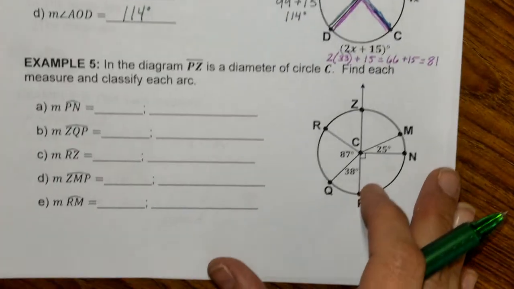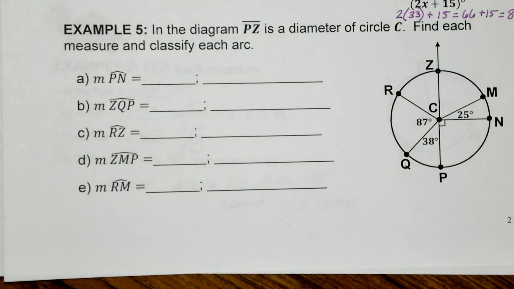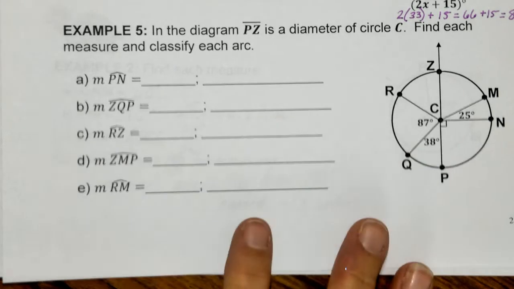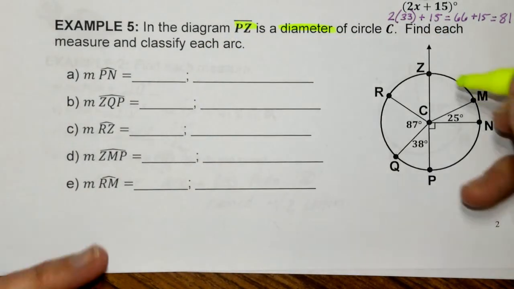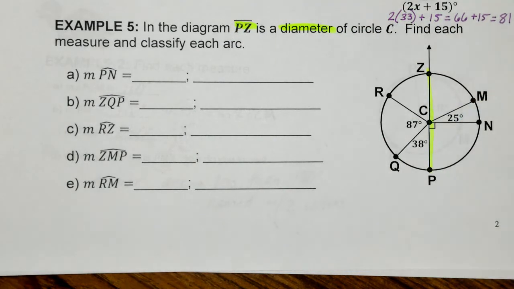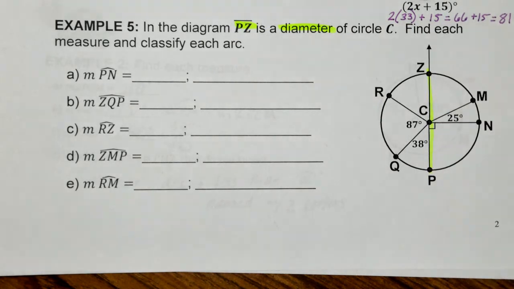So let's do a little bit more work here. Last example here. We're going to use a segment PZ that is going to be a diameter. So PZ right here is going to cut that circle in half, where we're going to have 180 degrees on one side and 180 degrees on the other. So we're going to find each, and we're going to not only find the measurement, but classify each one.